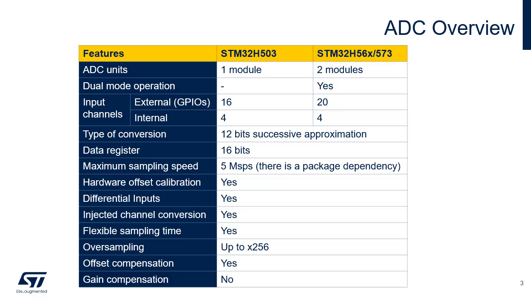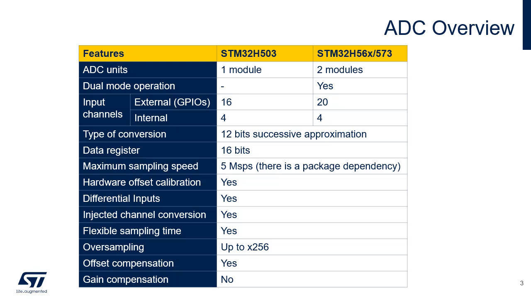Let's start with a description of the features of the ADCs. Up to two 12-bit analog-to-digital converters are integrated inside STM32H5 products. The input channel is connected to up to 20 channels capable of converting signals in either single-end or differential mode. Several functional modes are supported. They will be described in the next slides.